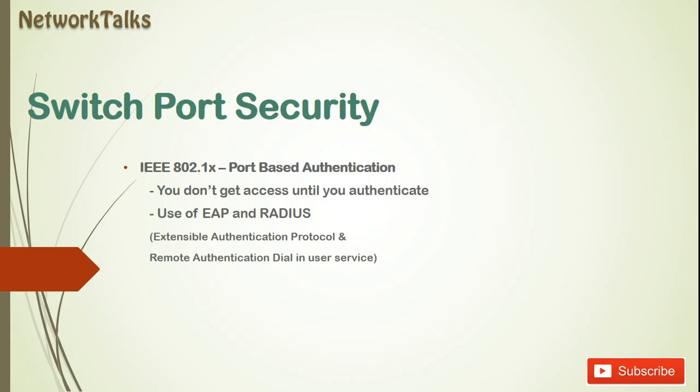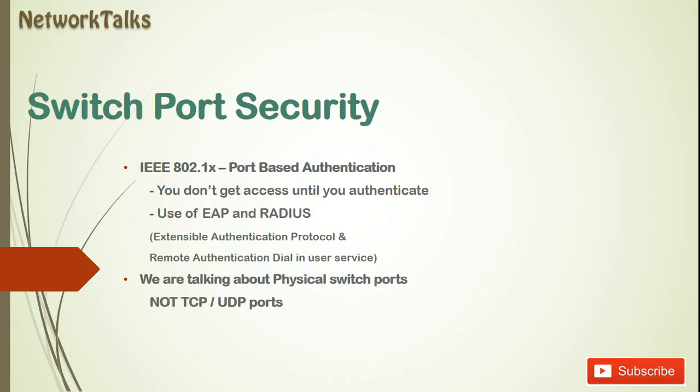It uses technology called EAP and Radius. EAP stands for Extensible Authentication Protocol. It is a standard way to authenticate on your network. And Radius is a way to store and communicate authentication details like your credentials. Radius stands for Remote Authentication Dial-In User Service. It applies authorization policy to provide specific privileges to the specific user depending on the policy applied.